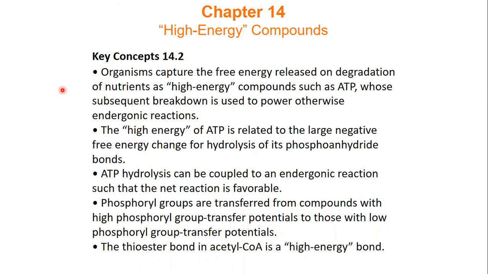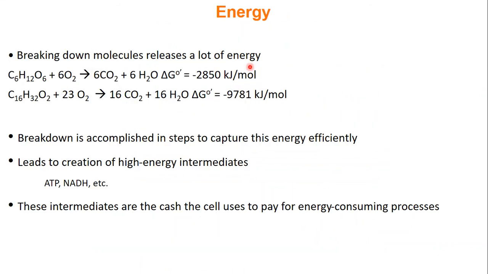In this video, we're going to look at the high energy compounds that are involved in metabolism. First, we're going to just start with the whole concept of energy again. When we break down molecules like we do in metabolism, we get a ton of energy. Here is the chemical reaction for breaking down one molecule of glucose, and you get negative 2,850 kilojoules per mole. Here is the reaction for a lipid, and you get roughly 3 to 4 times the amount of energy you do from sugar.